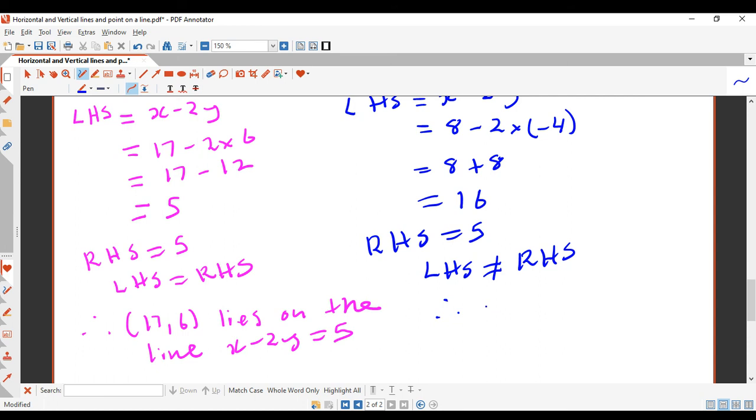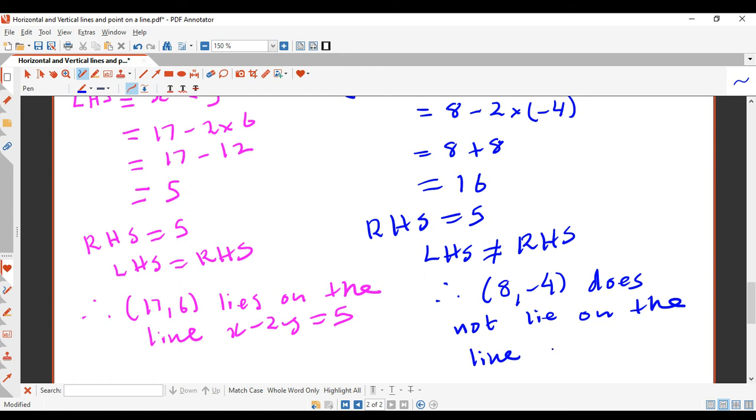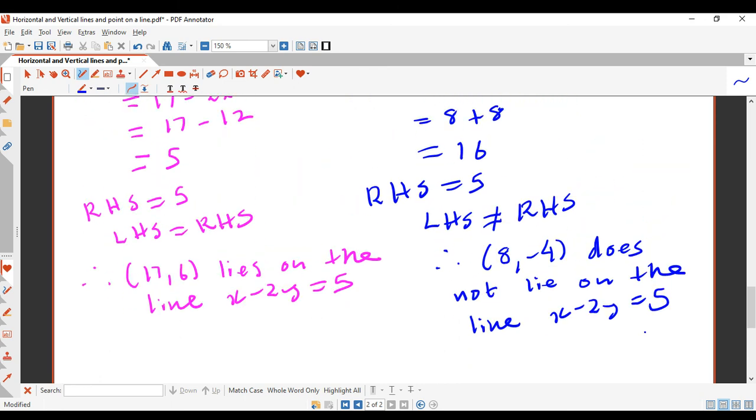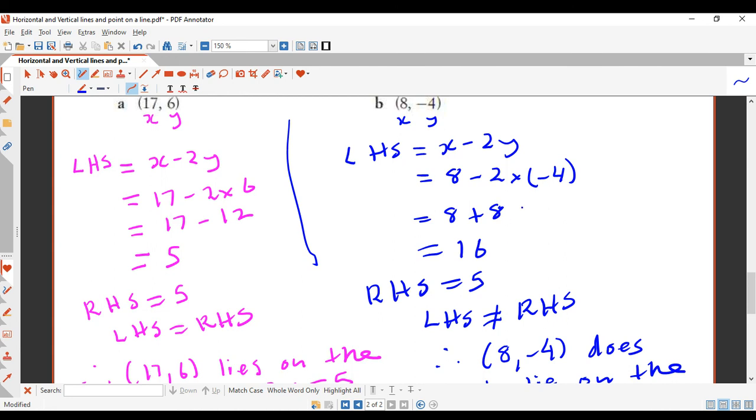Therefore, 8, -4 does not lie on the line x minus 2y equals 5. So that's what you've got to do for those sorts of questions. The setting out has to be exactly the same as what I've done. Okay, so that is it for the theory.